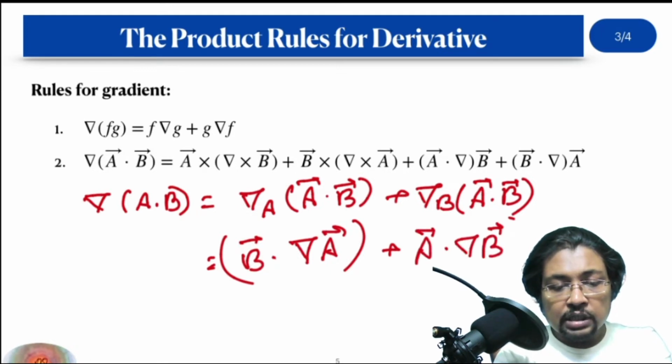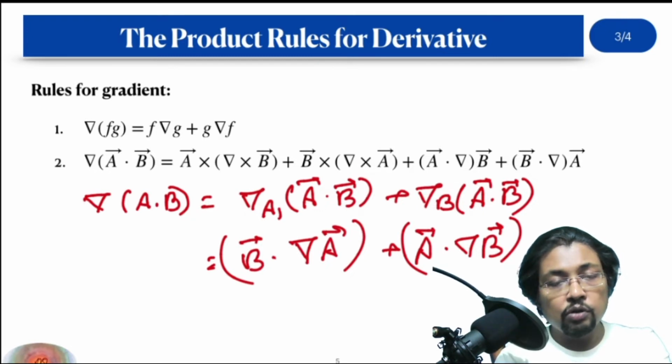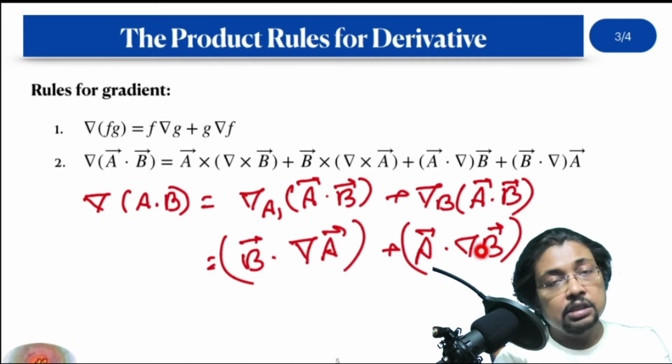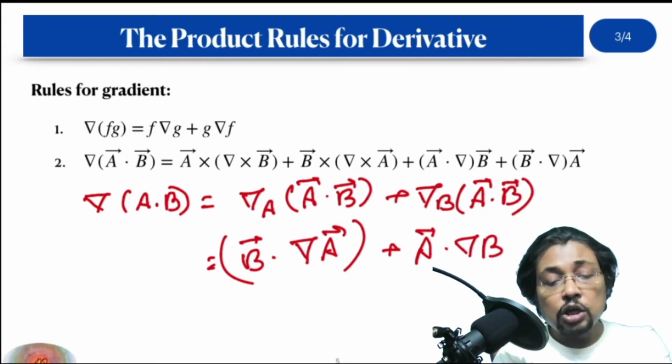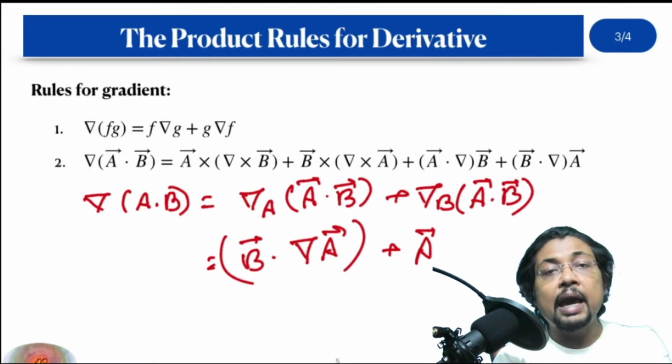And here you can see this operator, grad A, I have not written over here, and similarly grad B I am not writing over here, because right now they are operating over A, and in this case it is operating over B. So it is not necessary to write over here. How can I get this expression out of this expression that is shown over here? It is very easy to find it, because you just have to use the BAC-CAB rule.